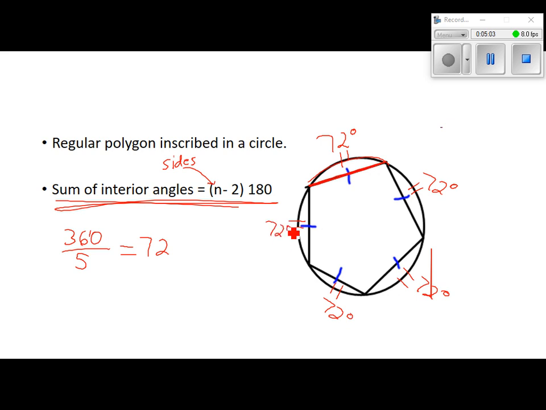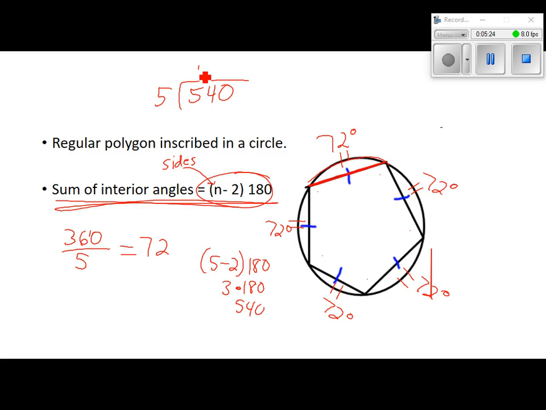The other things we could find if we use this formula, 5 minus 2 times 180, that's 3 times 180. That gives us 540. That means all these angles inside here add up to 540. Well, if they're all the same, then we just take 540 divided by 5. We get 1 there, that's 0, 4, that'd be 0. Bring down the next number, that's 8, that's 40. It comes out even. So each of those angles is 108 degrees.